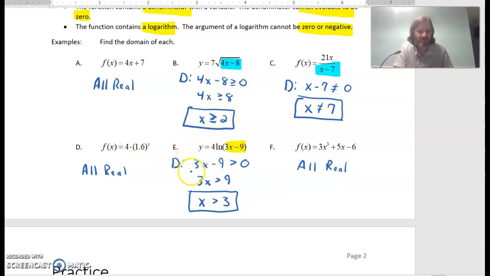So it's important to know what numbers we can use in a function. It's also kind of important to know which numbers not to use in a function. So that'll help us out a good bit.